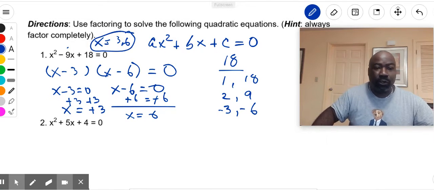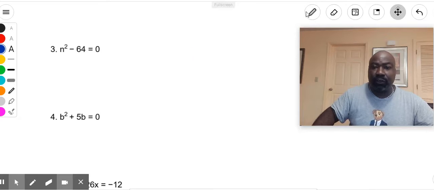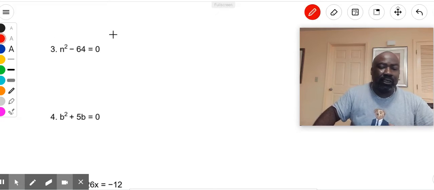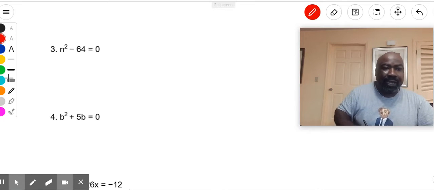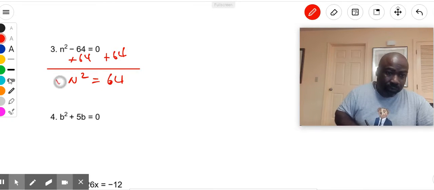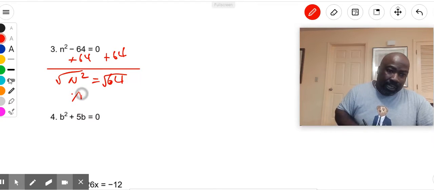Awesome. Let's go to another one that has a little bit more flavor to it. I'm confident you could do that. Let's get down to 3 right here. 3 has some flavor. Now, with 3, let me change the colors a little bit, I would add 64 on both sides. And I noticed that 64 is a perfect square. So I have n squared equal to 64. Take the square root of n squared and the square root of 64. n is equal to plus or minus 8.